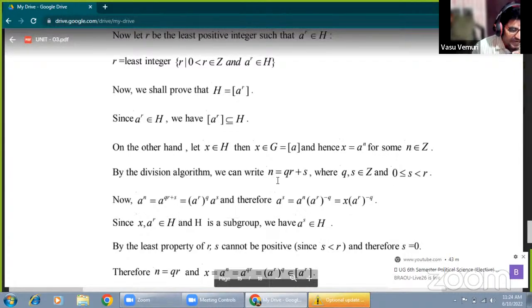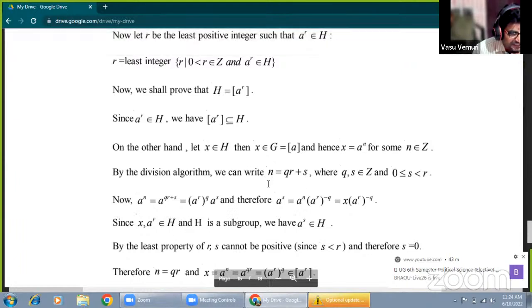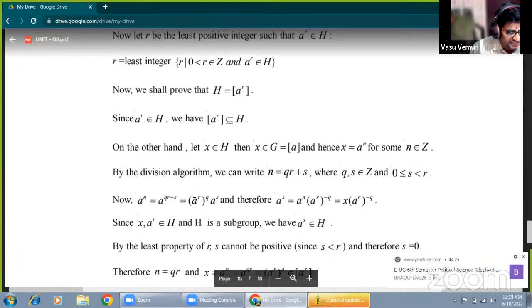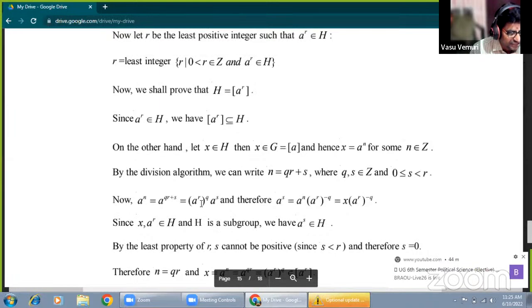And again, applying the generator, A power n equal to A power QR plus S. That is A power QR into A power S, which is A power R whole power Q into A power S. So A power S equals A power n into A power R whole power minus Q. Now A power n is X, so this is X into A power R whole power minus Q.